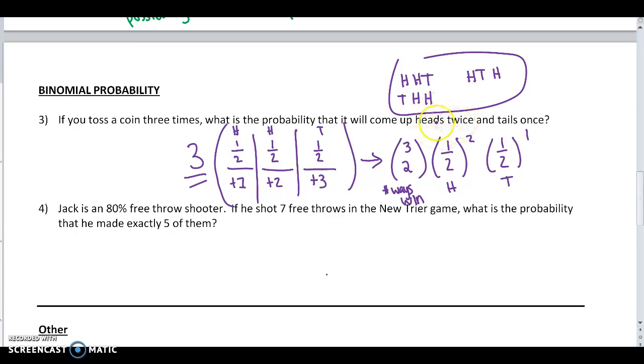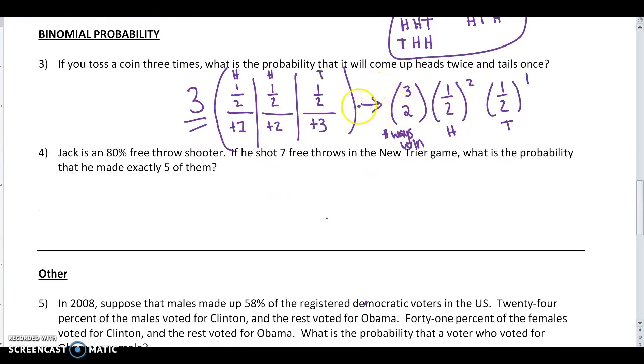More specifically, I'm going to call this the number of ways to win. In our case, winning is getting heads twice, but again, this will make more sense in the next example. I just want to show you how this actually connects to binomial theorem. So this is your combination coefficient, and this is your probability to the k, or whatever variable you call that, and then this is n minus k, so 3 minus 2.